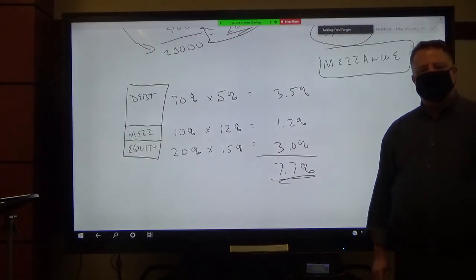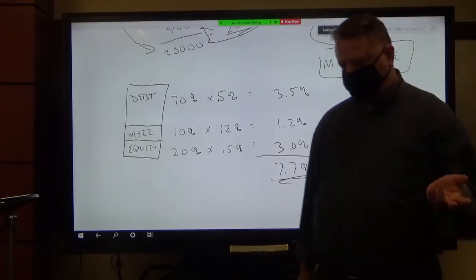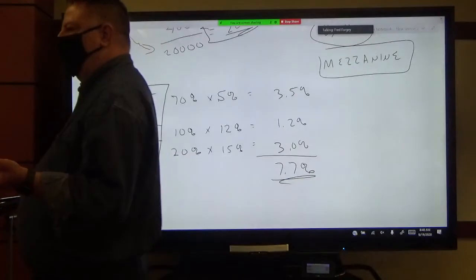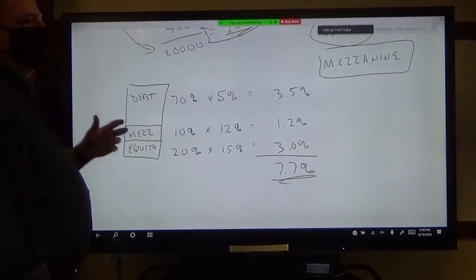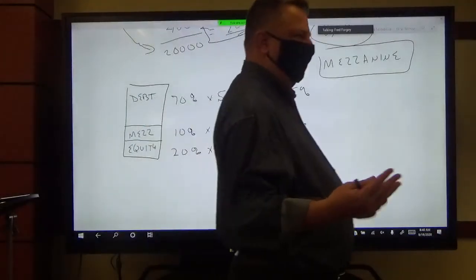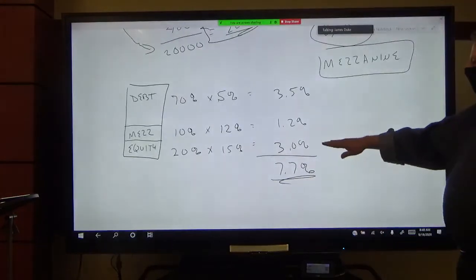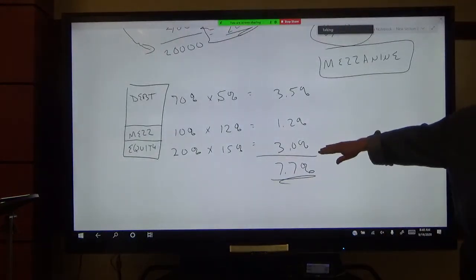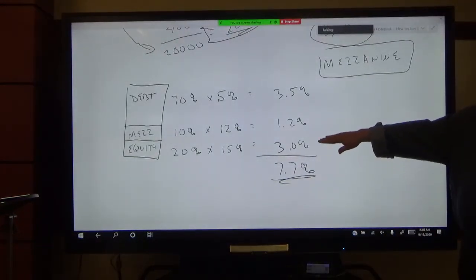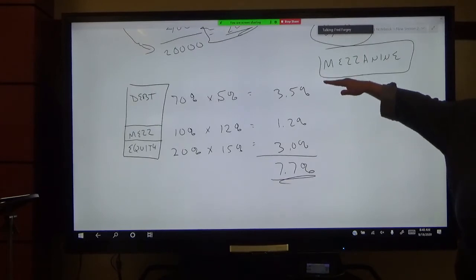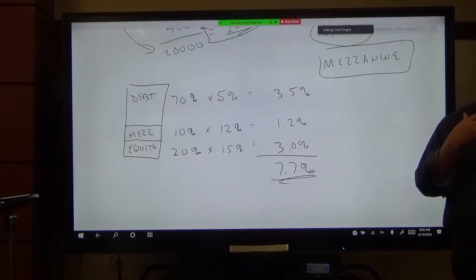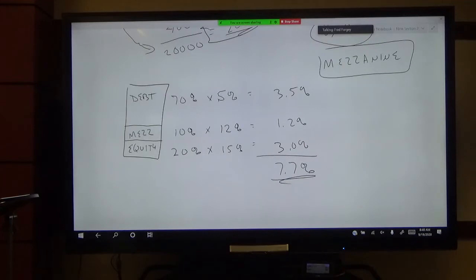Now, if something goes wrong with the deal, who gets hurt first? The mezz lender? No, the equity. The equity. Then the mezz player, then the debt. In other words, they're protected by the equity, so they're in a very enviable position.